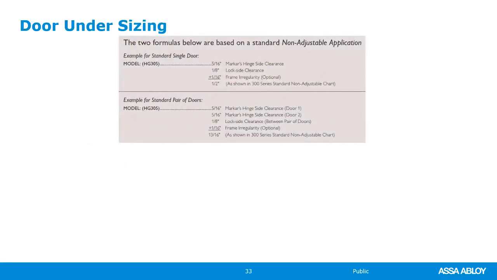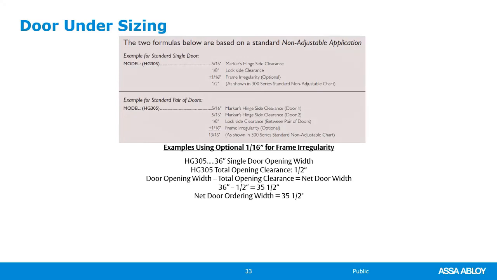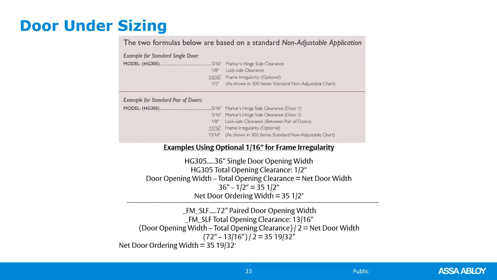And here we have door undersizing. If you are going to undersize the door for a standard four mortise hinge, the door ordering width would be 35.5 inches. If it was a pair of doors, each door ordering width would be 35 19/32.